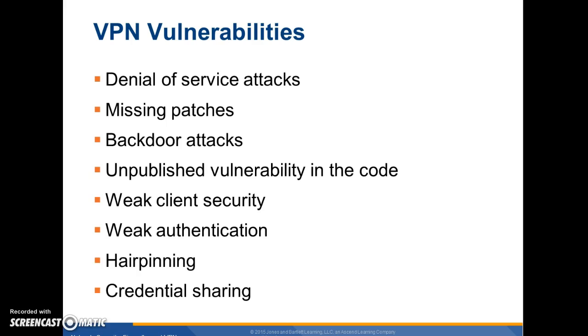Unpublished vulnerability in code. This is the most difficult threat you will face because there isn't a lot you can do beyond following the security best practices. Weak client security. Weak authentication. To mitigate this, rely on either token-based or biometric authentication methods instead of, or in addition to, a user ID and password. Ensure users employ strong passwords. Hairpinning, which we discussed in the previous part, and credential sharing.